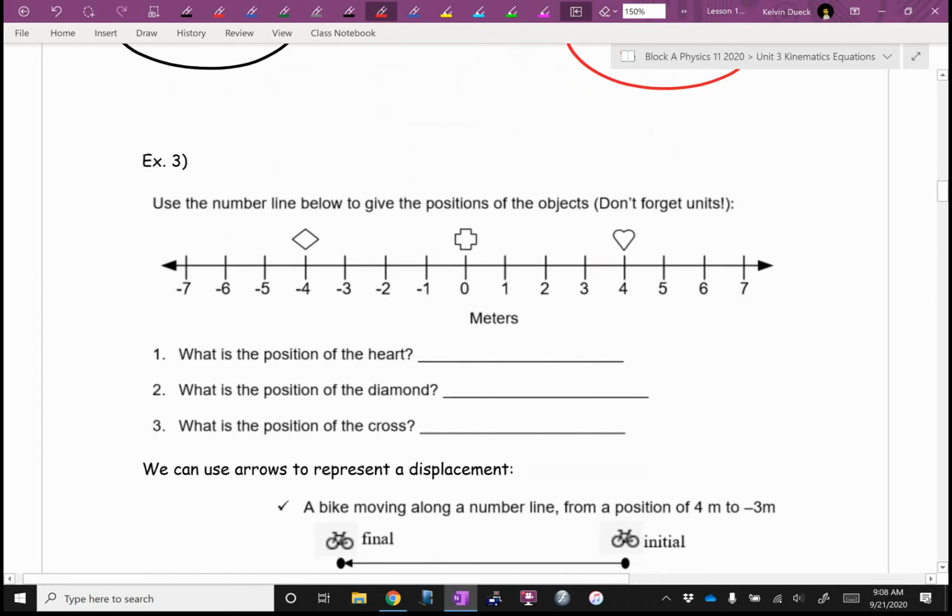Positions. Says use the number line below to give the positions of the objects and don't forget units. What is the position of the heart? Don't forget units. Okay? How could you show to the right? Now, if you write 4 meters, I will assume that the positive is there. In our notes, we'll just throw it in there to remind ourselves we checked the sign. But you don't have to put that in your answers.